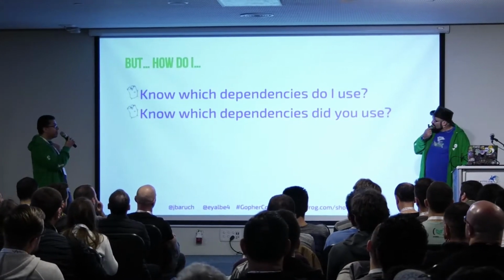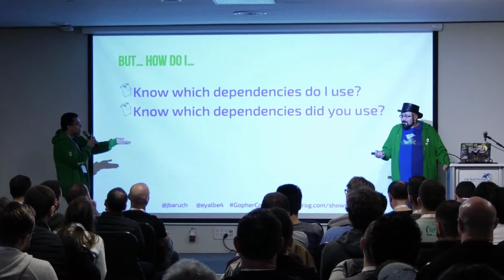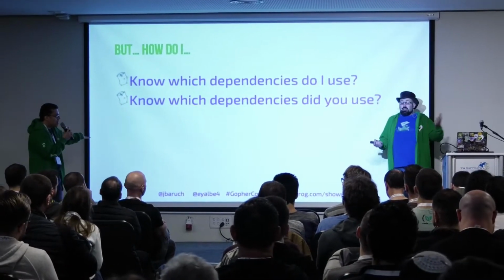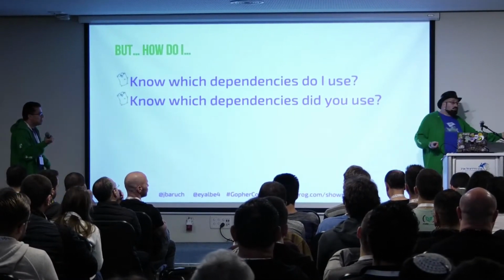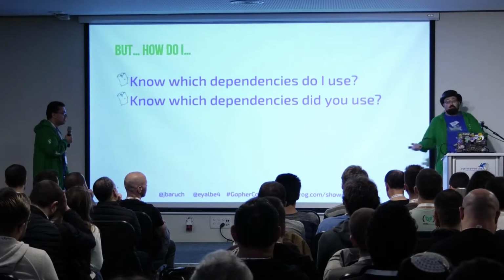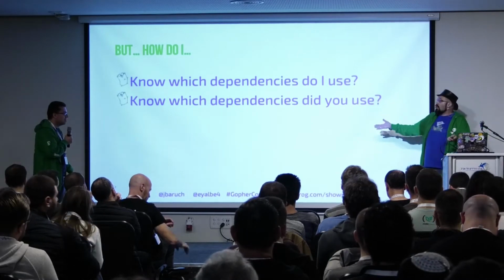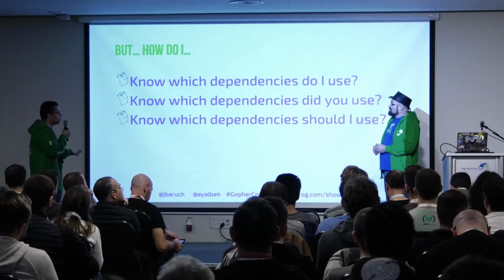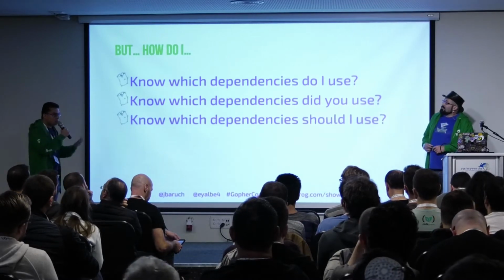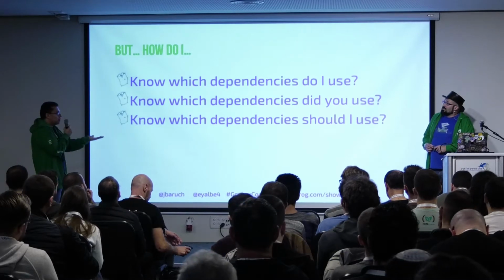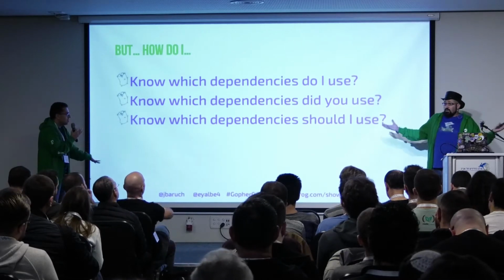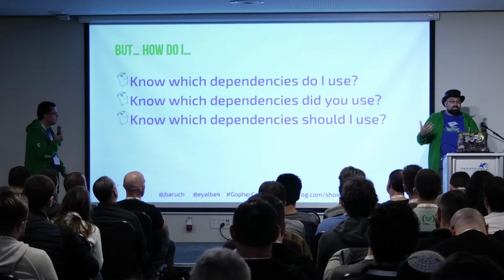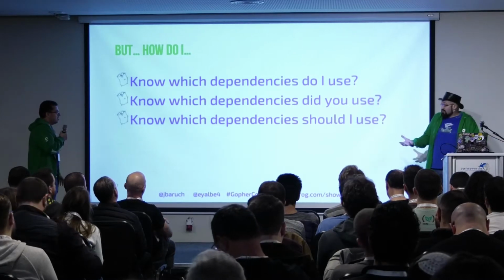And how do I know which dependencies you use? I mean, did you? I imported some code from version control into my project. How can Eyal know what I did? I have no idea. And which dependencies should I use? I mean, what should I take? Right, so we have a big project, we have a lot of developers, now we need to decide on dependencies, how do we even start doing that?